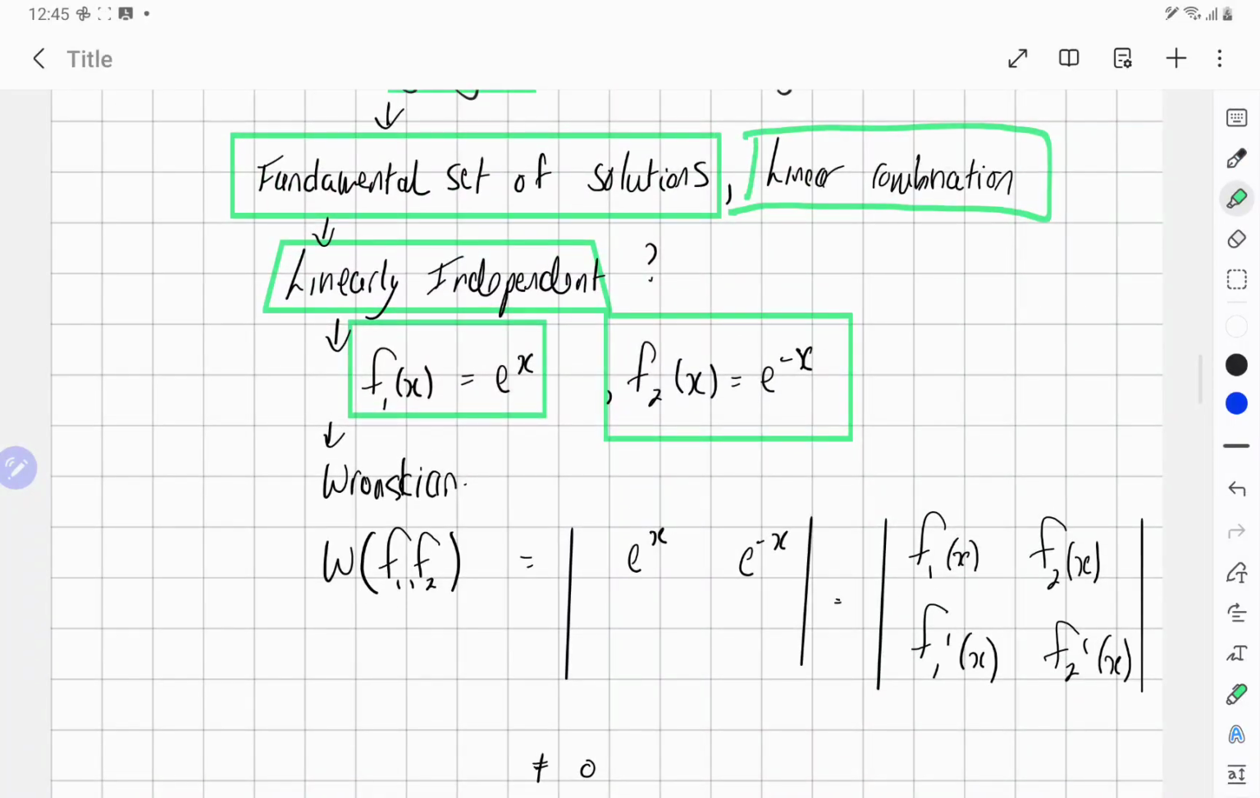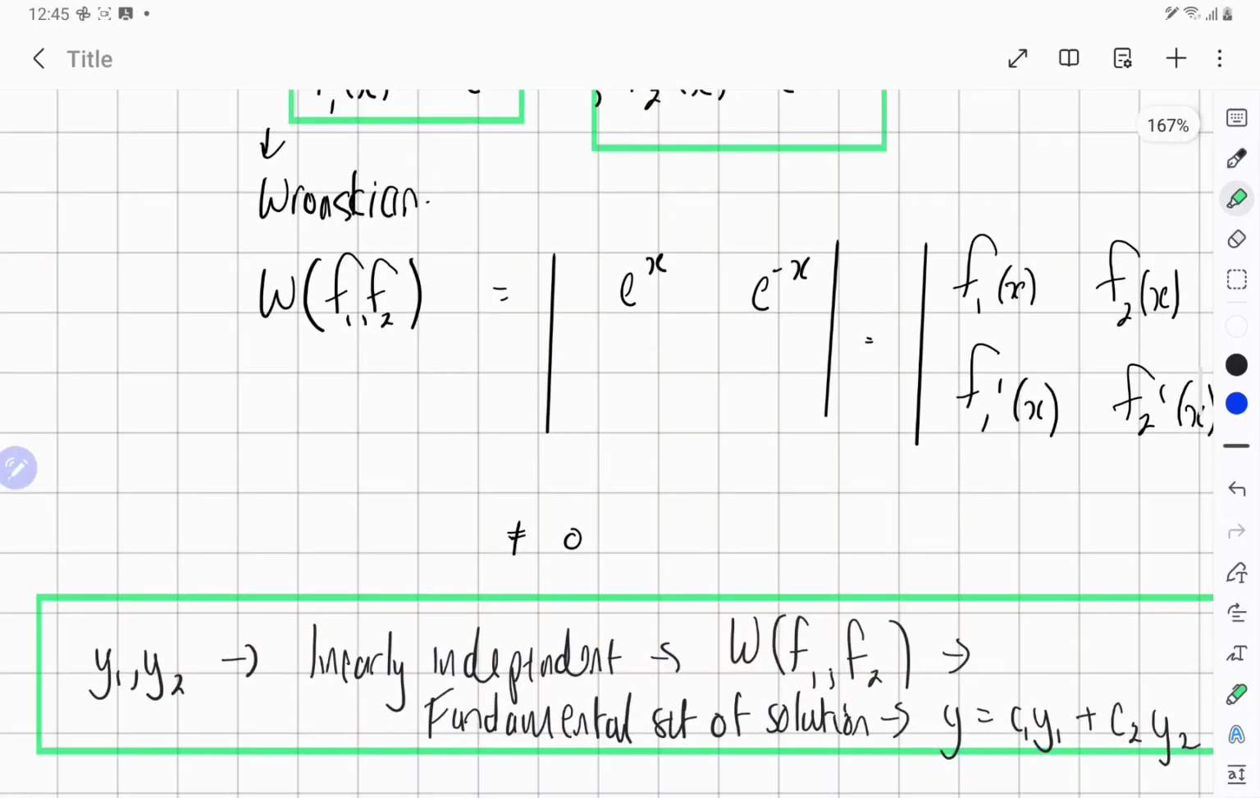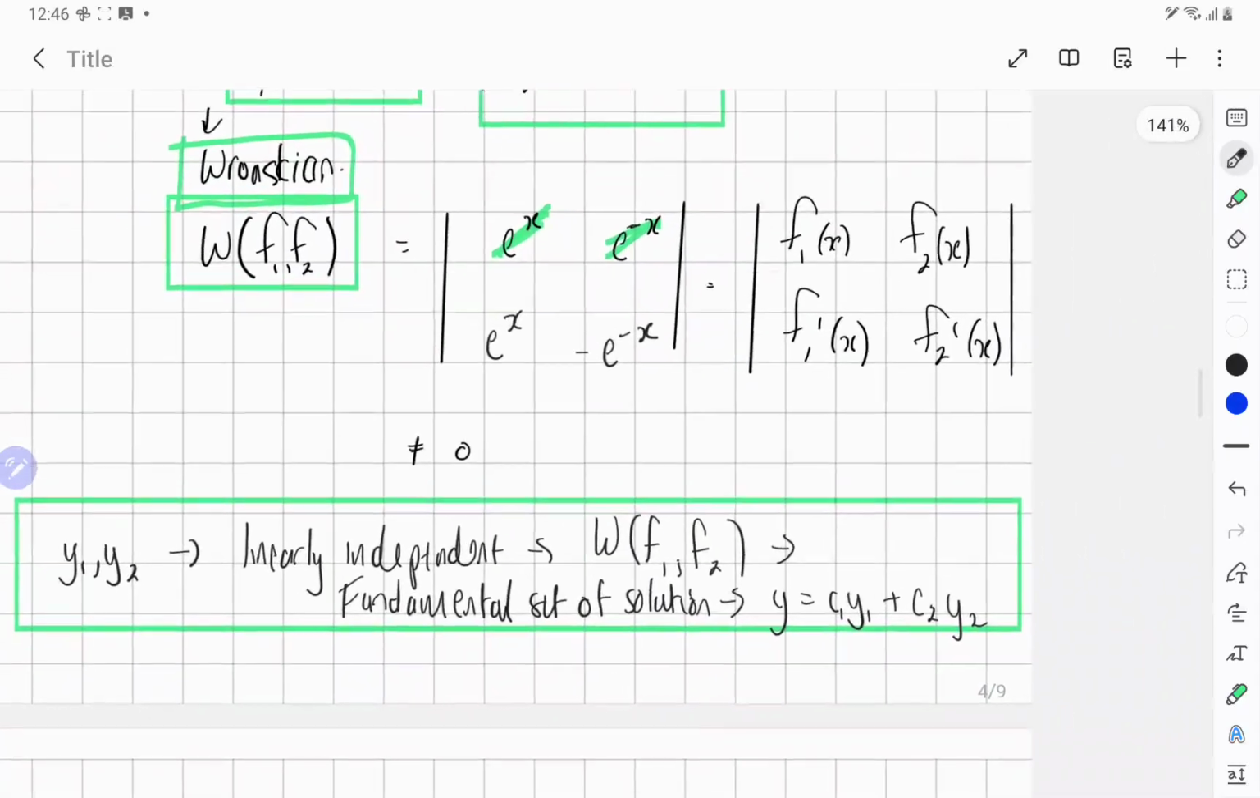So, to check if they're linearly independent, I will do the Wronskian. Very important, the Wronskian of the two functions. Recall that for a second order differential equation, I'll have a 2 by 2 determinant. I write down my two functions in the first row. In the second row, I do the derivatives. The derivative of e to the x stays e to the x. The derivative of e to the negative x is negative e to the negative x.